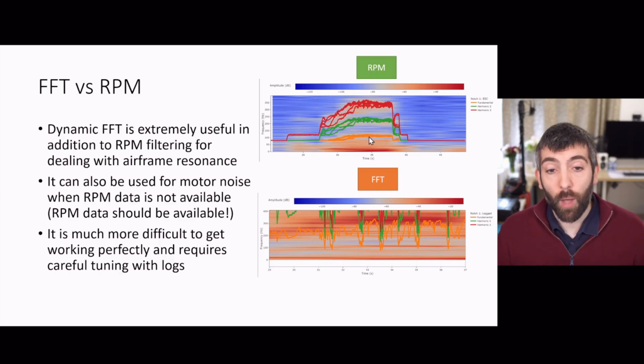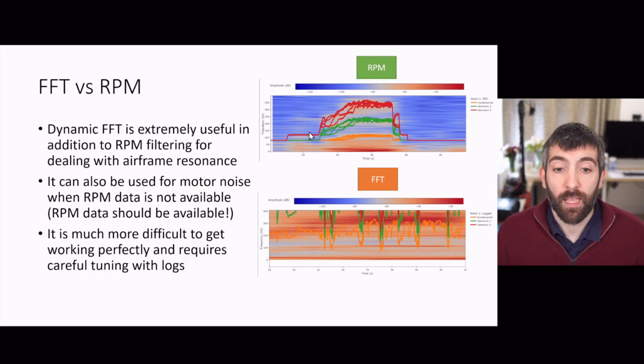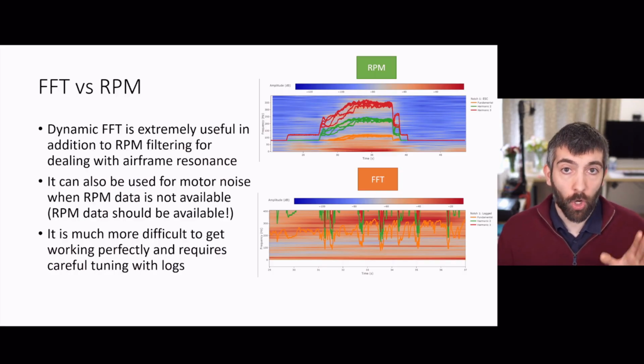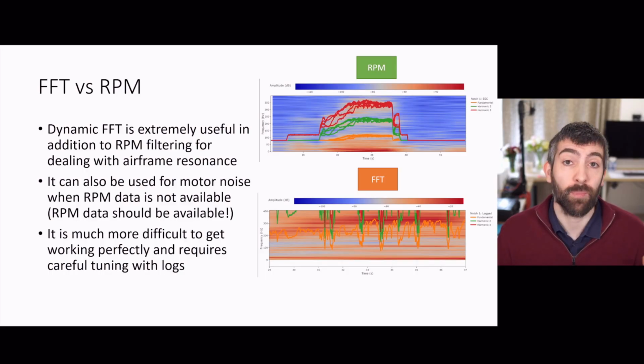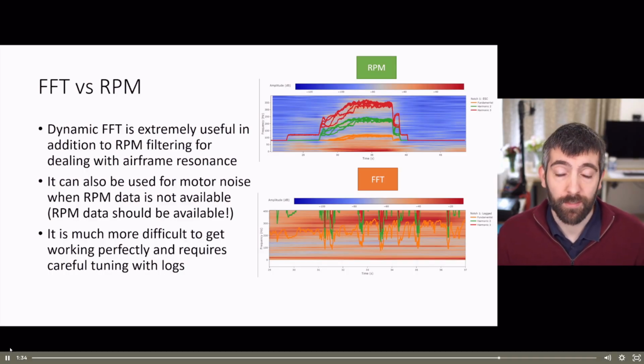So if you've got RPM filtering and that's working well, but you've still got something like a frame resonance that is coming through and it's not related to the RPM, then the dynamic FFT is the perfect tool to lock onto and track that frame resonance. It can also be used for motor noise if you don't have any RPM data, but RPM data should always be available. It's 2025. We should have that data from the ESC or from an RPM sensor.